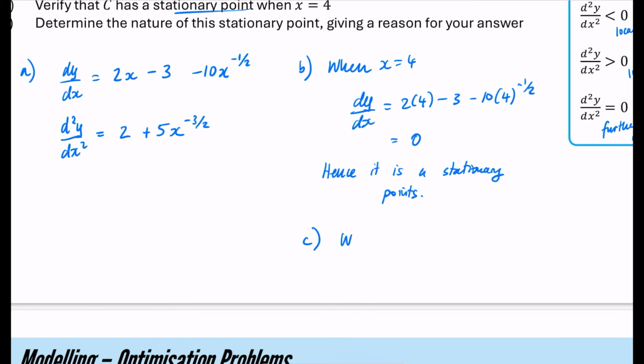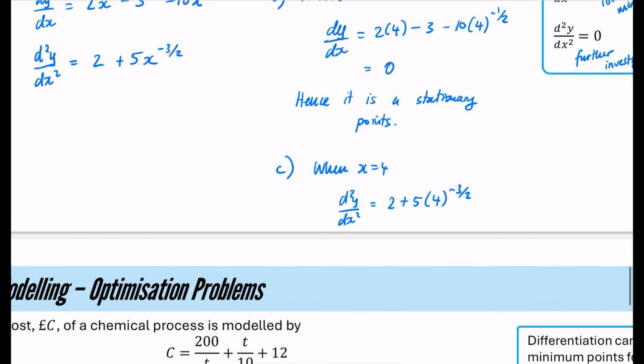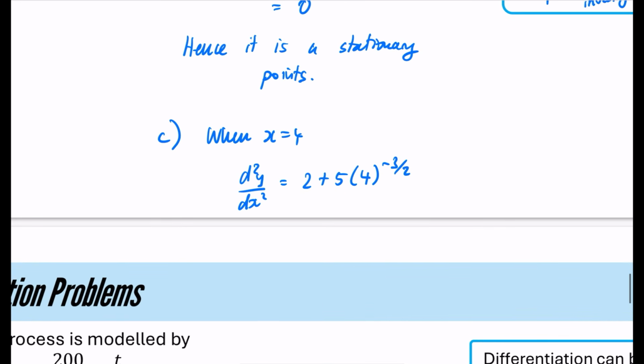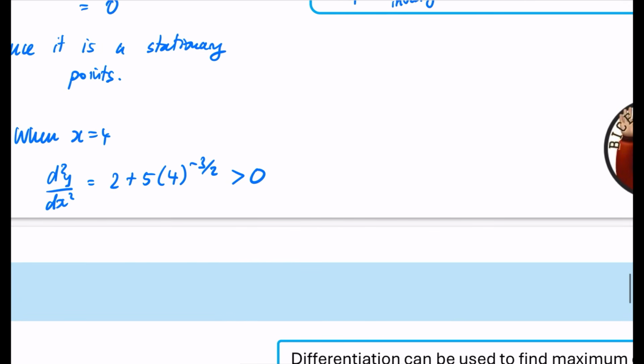So I'm going to say when x is equal to 4, the second derivative is 2 plus 5 times 4 to the power of minus 3 over 2. And it's very quick to tell. That's obviously going to be positive. So you don't even need to work it out. We can just say it's greater than 0.